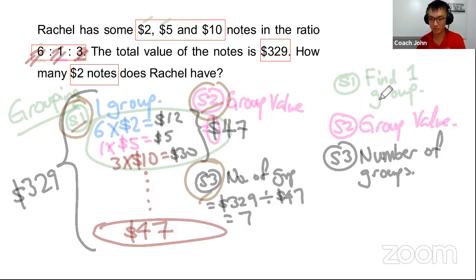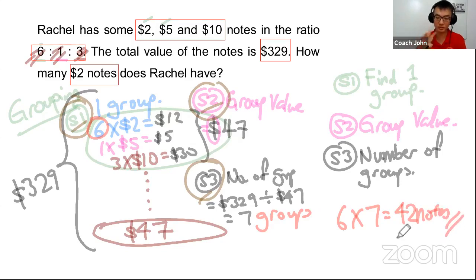So in this case, how many $2 notes does Rachel have? So 7 groups, $2 notes, 6 pieces each. So you have 6 times 7, that is 42 notes, and that's the answer. Okay, so this is the basic grouping.